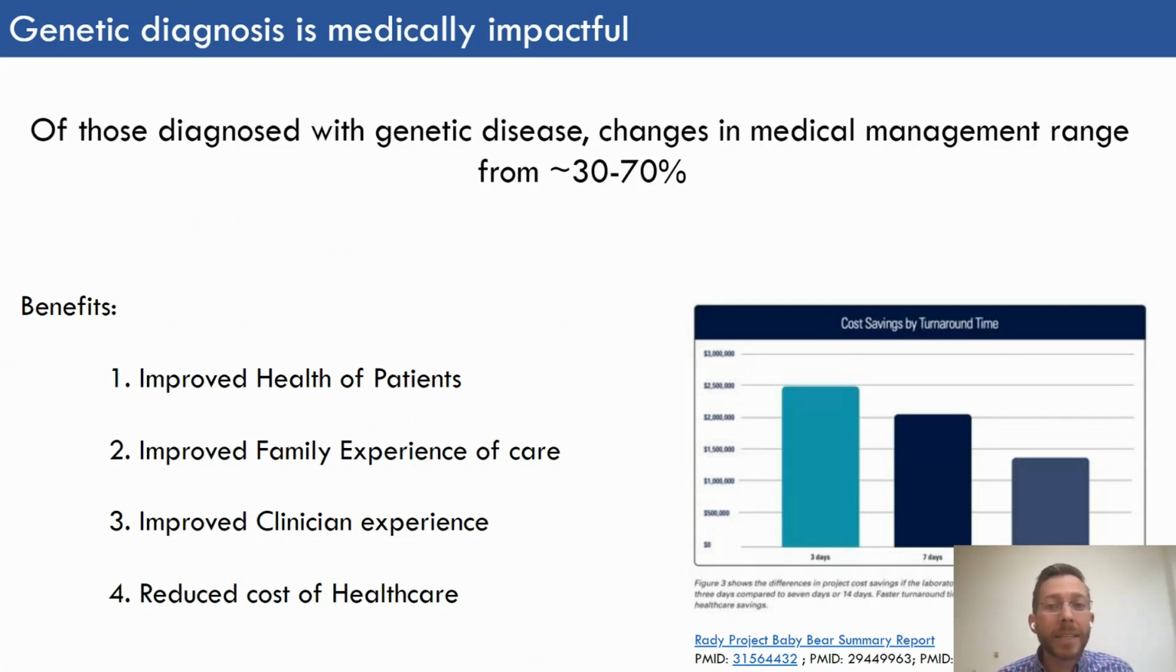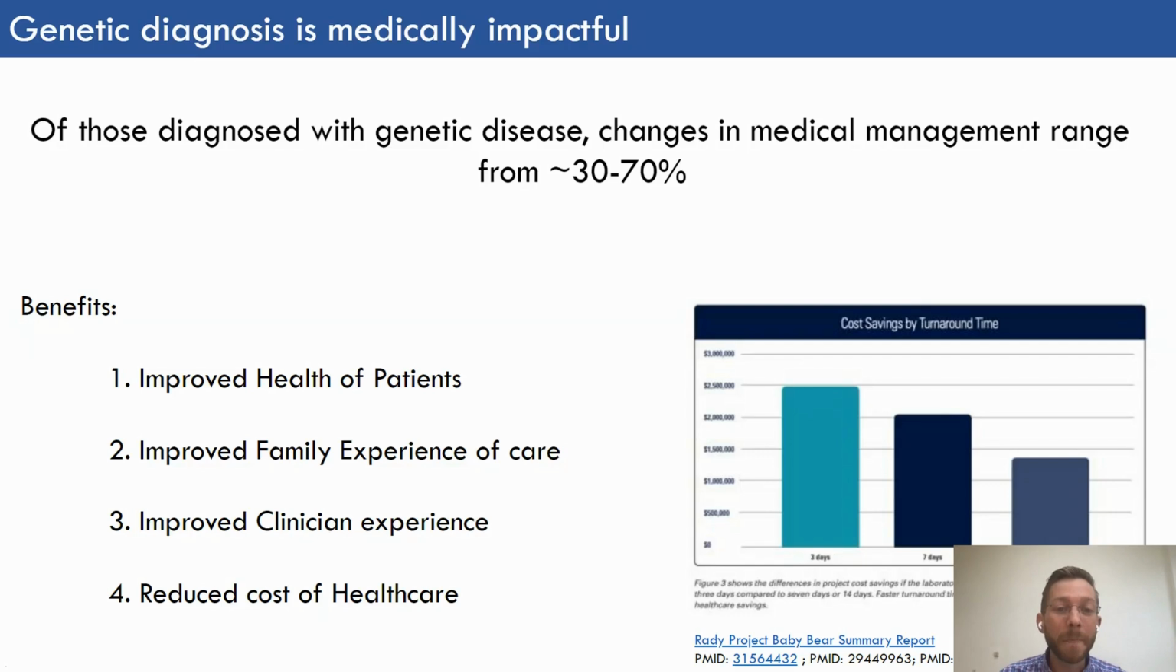And when a genetic diagnosis is made within these patients, there's going to be a whole range of benefits. One, hopefully we'll be able to improve the health of the patient. Two, we should be able to improve the family experience of care. So you can imagine if a mom and a dad have a baby in the hospital, they want to see what's best for their child, right? And if we're able to make a diagnosis and give them the best possible treatment, that's going to improve the family experience of care.